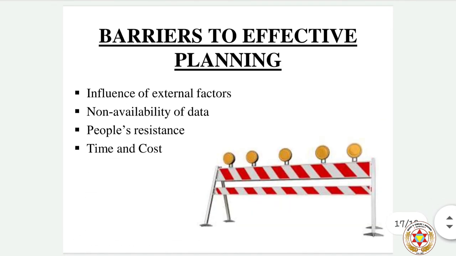But to effectively plan, there are a few barriers also. First is the influence of external factors. The effectiveness of planning is sometimes limited because of external social, political, economic, and technological factors which are beyond the control of the planner. The second is non-availability of data. There is a need for reliable facts and figures, and planning loses its value unless reliable information is available.